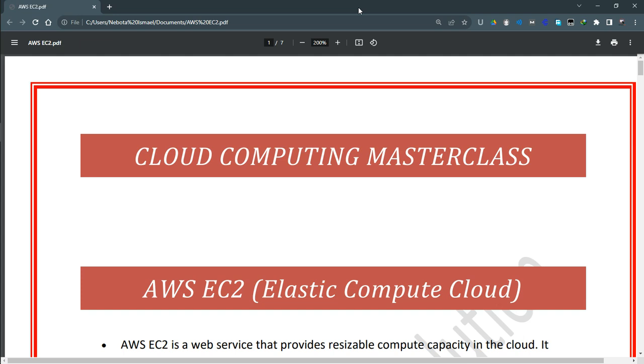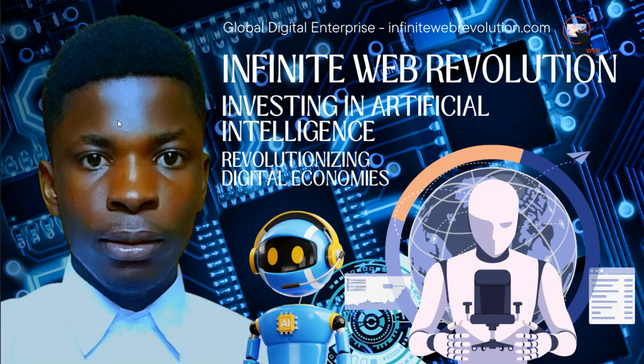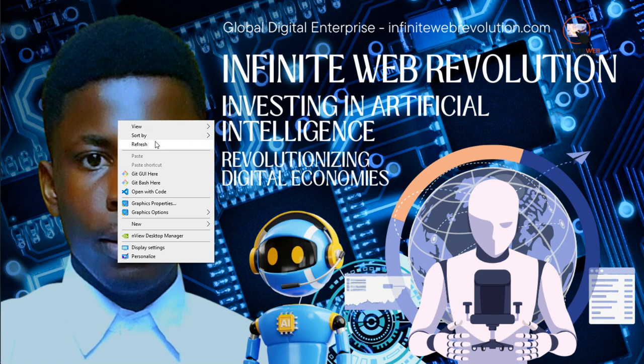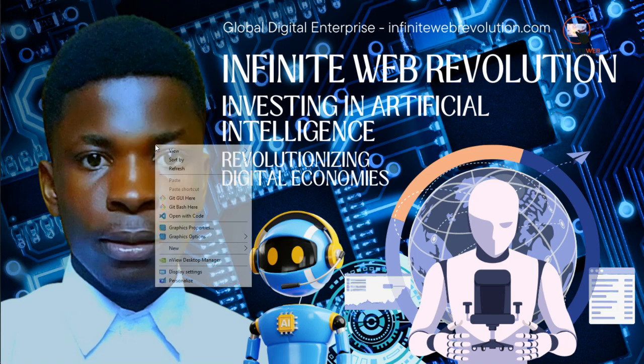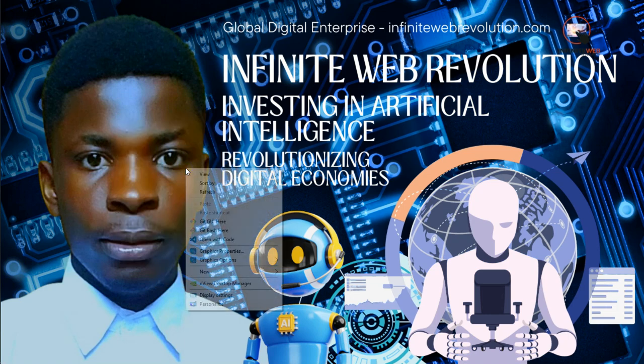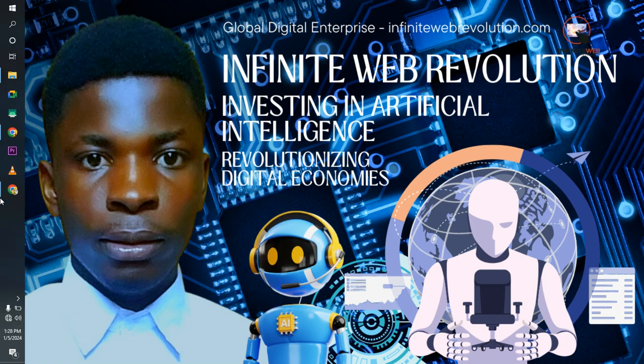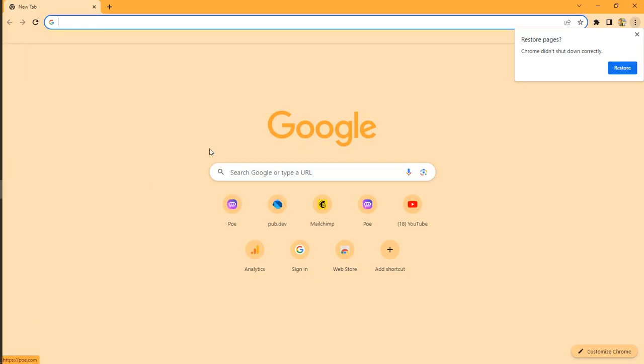We are continuing up with the cloud computing masterclass, and today we will be looking at Amazon EC2, Elastic Compute Cloud. Okay, so I think last time we looked at S3, yes, S3, and we are going to continue up.